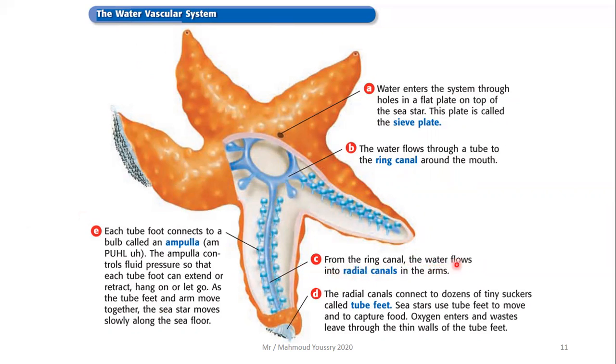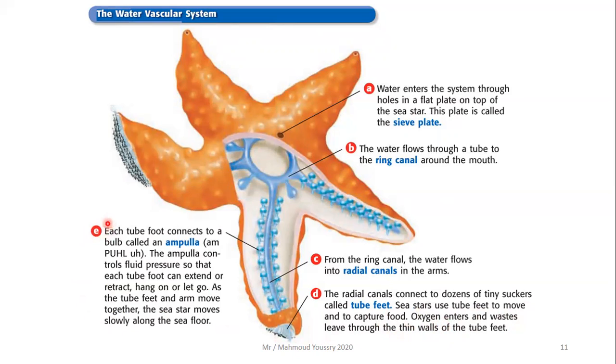From the ring canal, the water flows into radial canals in the arms. D, the radial canals connect to dozens of tiny suckers called tube feet. The sea stars use these tube feet to move and capture food. Also, oxygen enters and wastes leave through the thin walls of the tube feet. So this is not only for moving and getting food, this is for respiration and getting rid of waste.